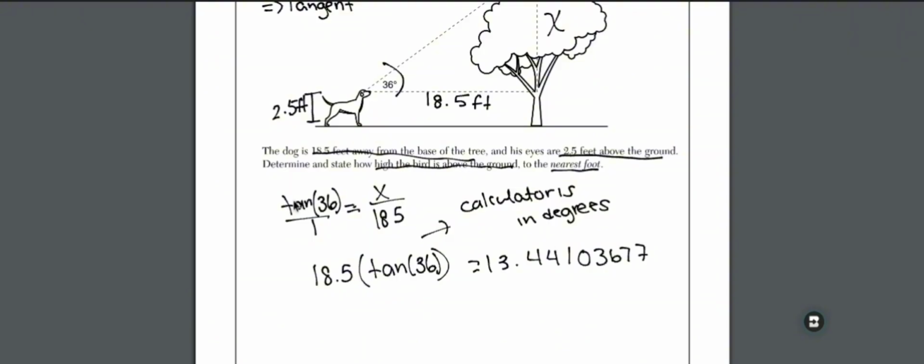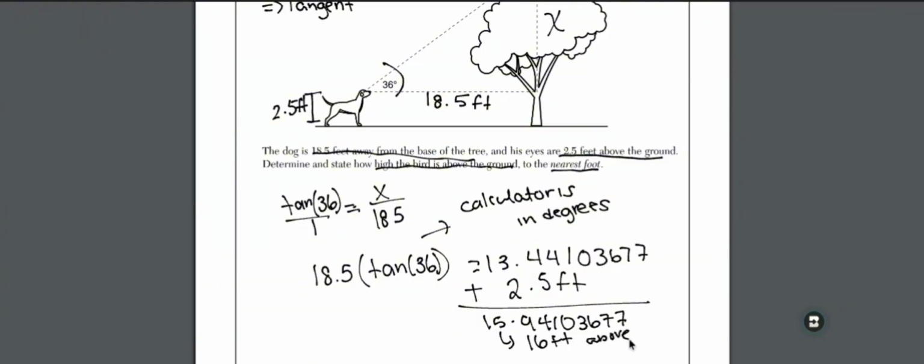But this is not your final answer because it says how high the bird is above the ground. Remember that the dog's eyes, when they are looking at the bird, are 2.5 feet above the ground. That means that this 13.441036677 is not the total distance that the dog is looking upward to the bird. So I'm going to take my 13.441036677 and add to it the 2.5 feet that the dog's eyes are above the ground, and I'm going to get an answer of 15.941036677. Rounded to the nearest foot is going to be 16 feet above the ground. That is how high the bird is.